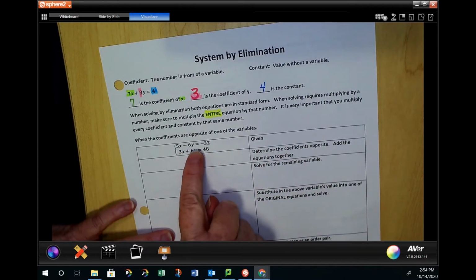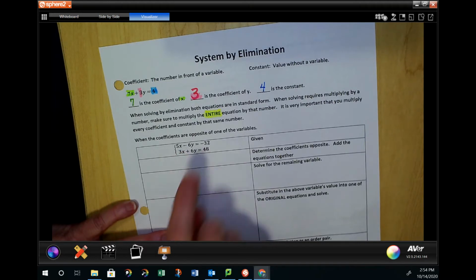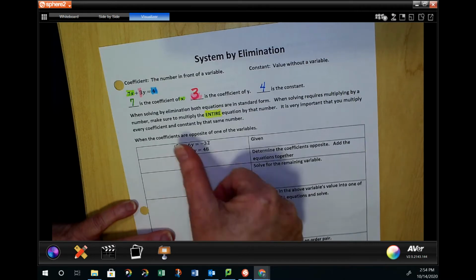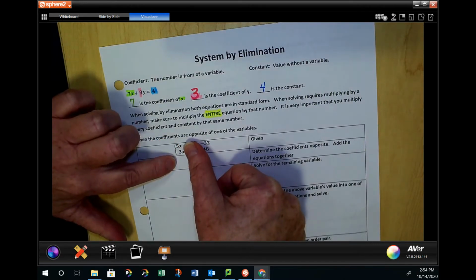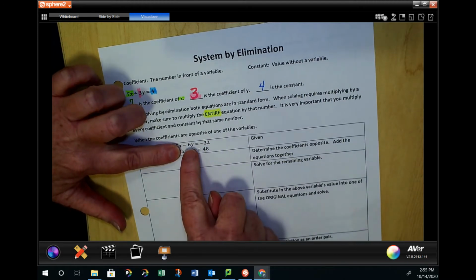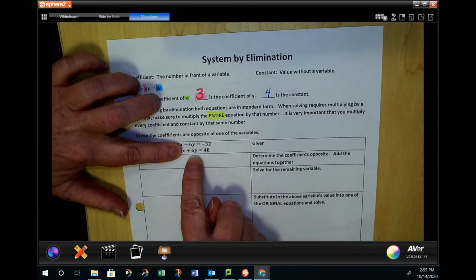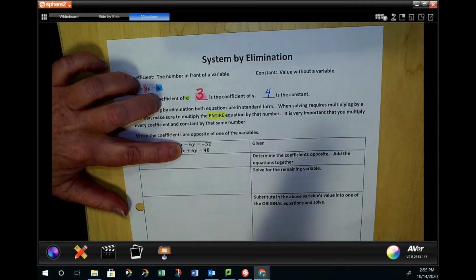So here's this lovely little example, and we're going to go through it. Notice the coefficients. You have 5x and 3x. The 5 and the 3 are not opposites of each other. But if I look at my y's, I have negative 6y and positive 6y. So those are opposites.